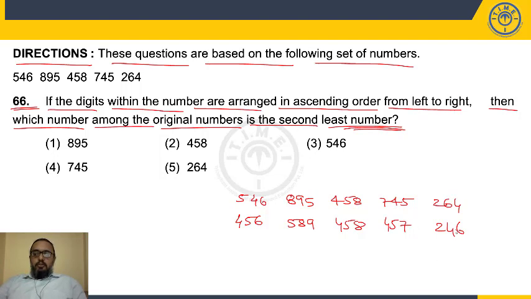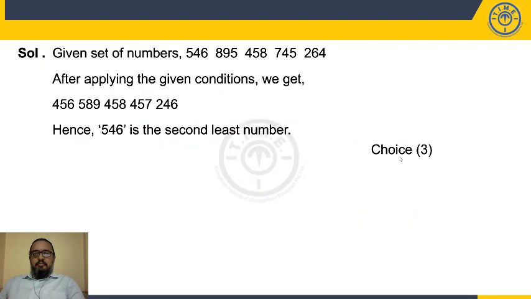Okay. Now 246 is the least number, correct? And 456 is the second least number. But he is asking which among the original numbers. So what is the original number for that? It is 546. So that is third option. Okay. Yeah, choice 3.